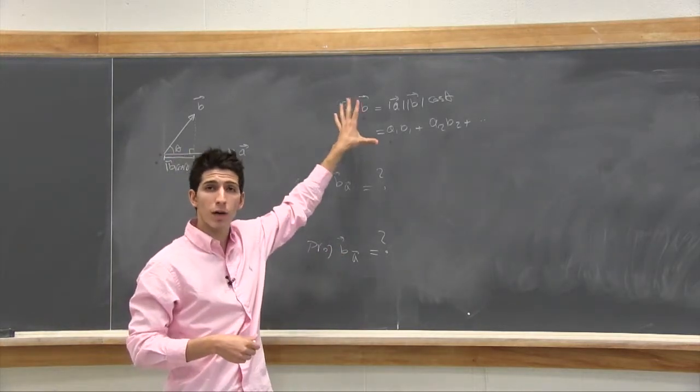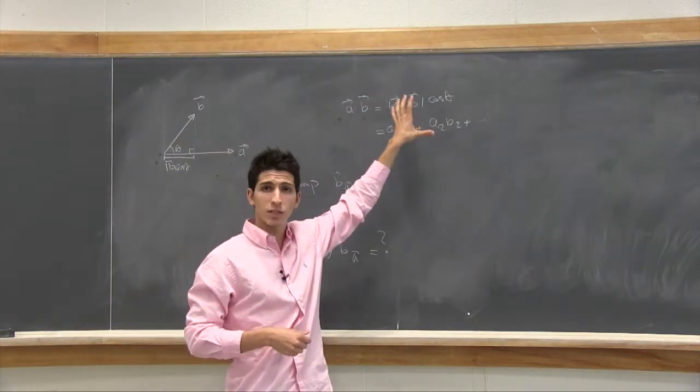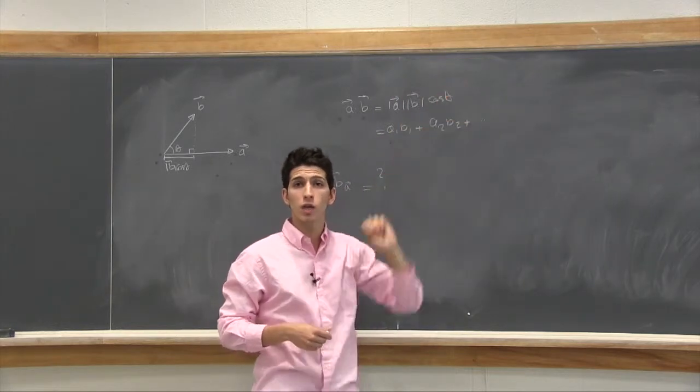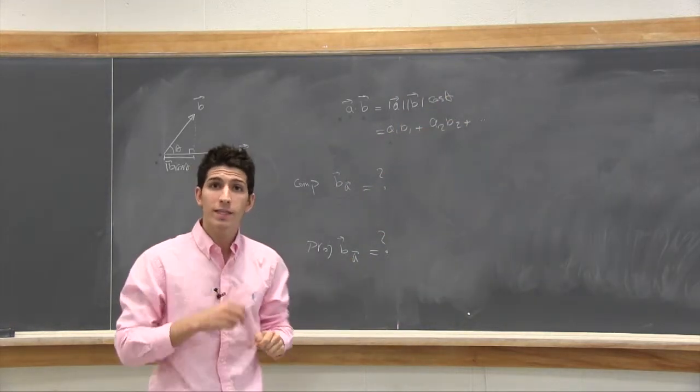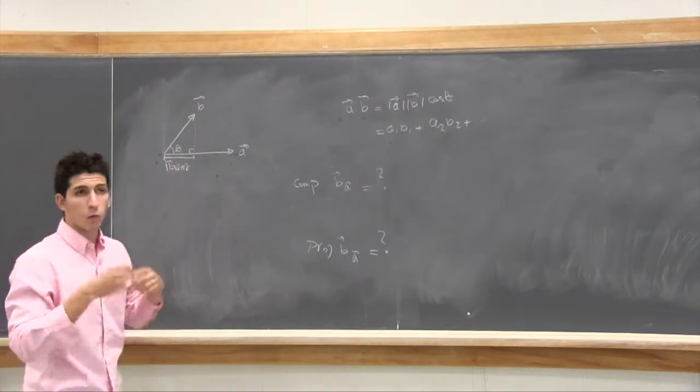It says, look, the dot product of A and B is the magnitude of A times the magnitude of B times the cosine of the angle between them. Let's go ahead and see on a little figure what that means.